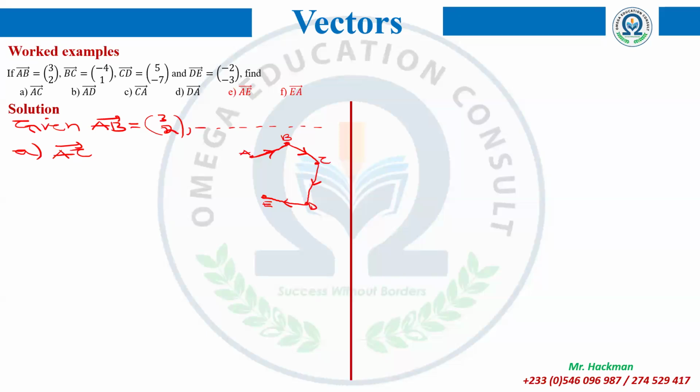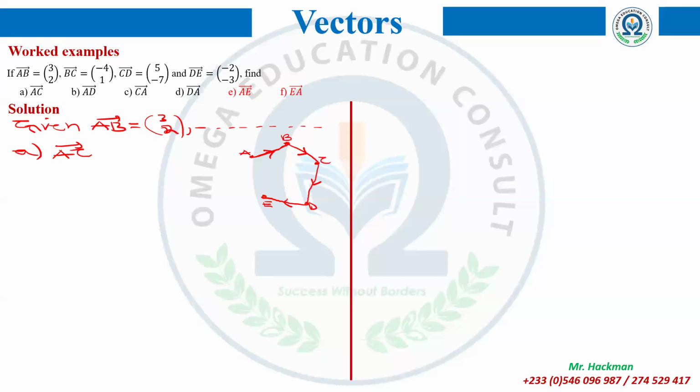Now, anytime you are finding resultant vectors where you've indicated the points, you usually have to consider either the shortest distance or the shortest route for you to move from your point A and get to, in this case, your point C, your final point, your terminal point.